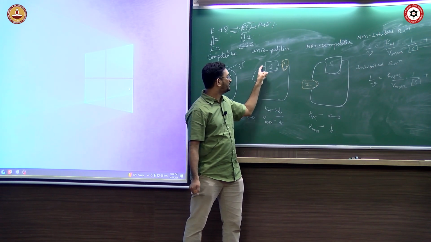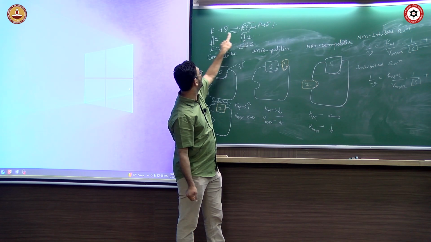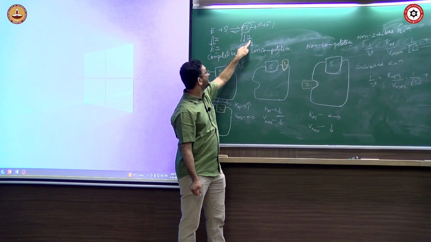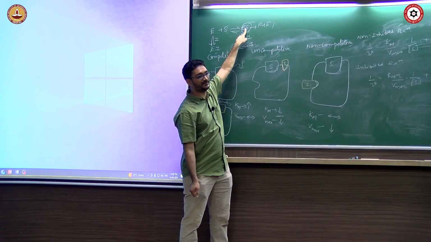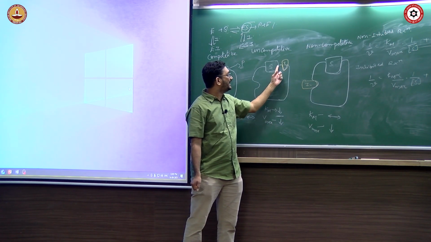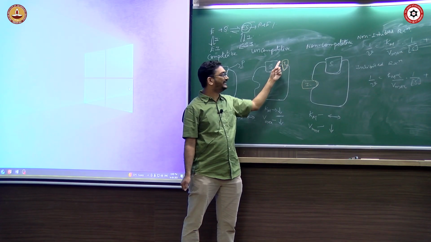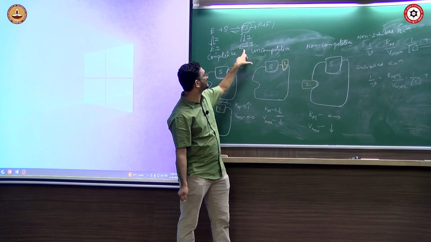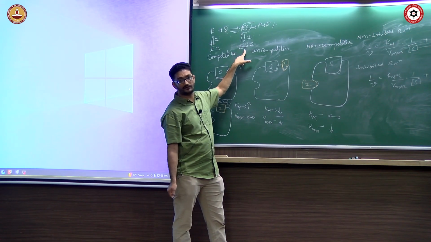Uncompetitive inhibition means the inhibitor will not react with the enzyme. The inhibitor will react only with the enzyme substrate complex. So once this enzyme substrate complex forms, it creates a new site where the inhibitor will bind. Now once this inhibitor binds, this will form ESI, and this is not going to give you product.